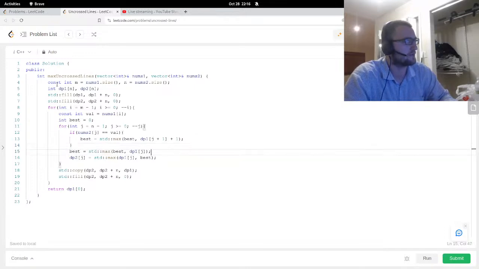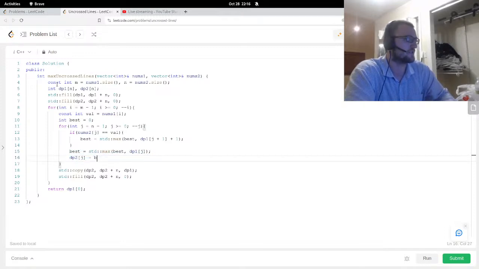And then we can update dp1 of j, also update best based off of dp1 of j, and then finally update dp2 of j based off of whatever best is. This is a little bit confusing, I realize. I think this should always just be set to best, actually. Yeah, in both cases, it's always going to be the best value. Okay.